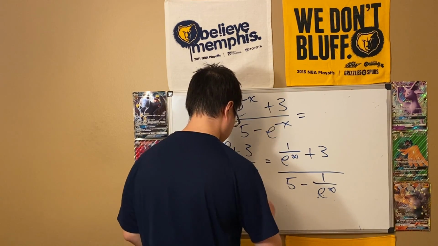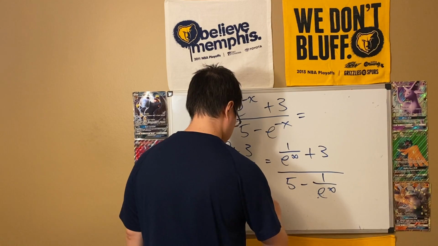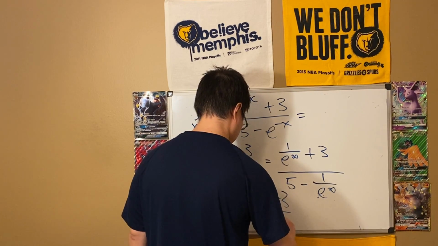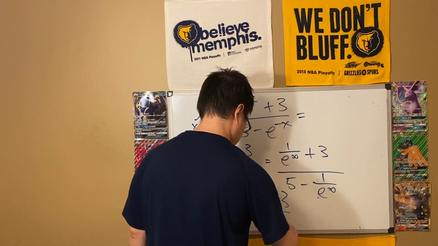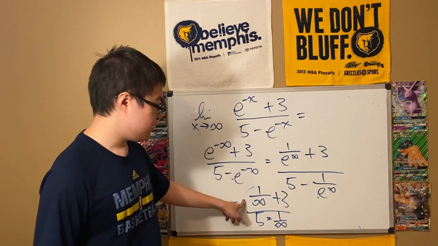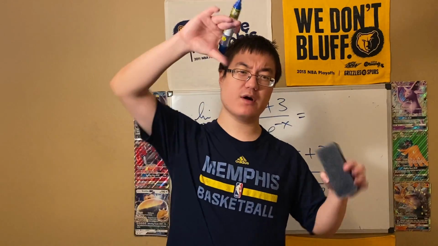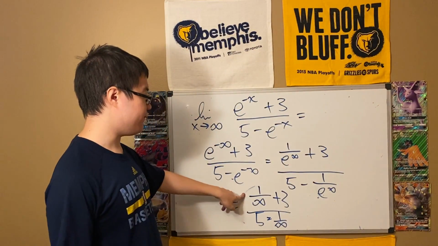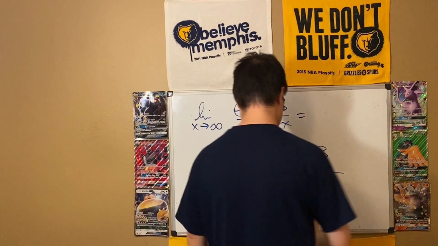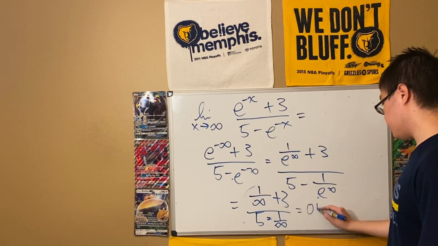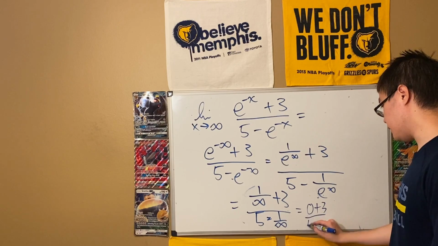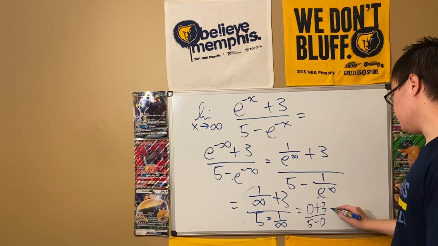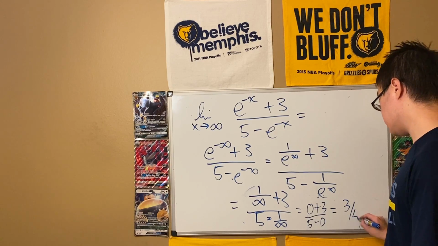Let's make it a little bit neater. Plus 3 over 5 minus 1 over infinity. And what is 1 over infinity? Well, we just talked about it. You have that one candy bar, you're splitting it up amongst an infinite number of people. That's going to be eventually tending towards 0. So it looks like we have 0 plus 3 over 5 minus 0. And then what is the answer, of course? Well, the answer is going to be 3/5.